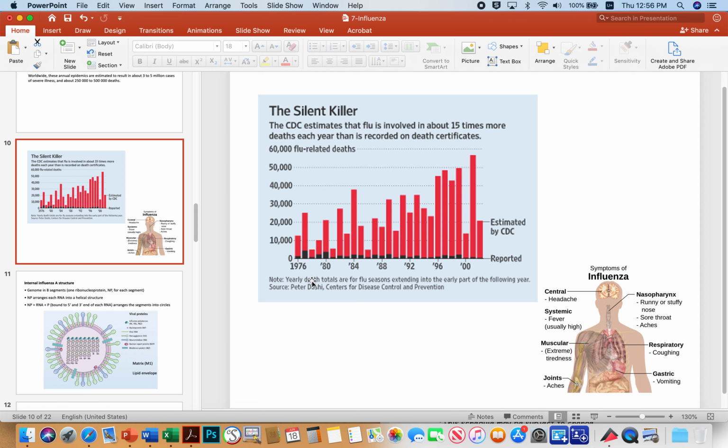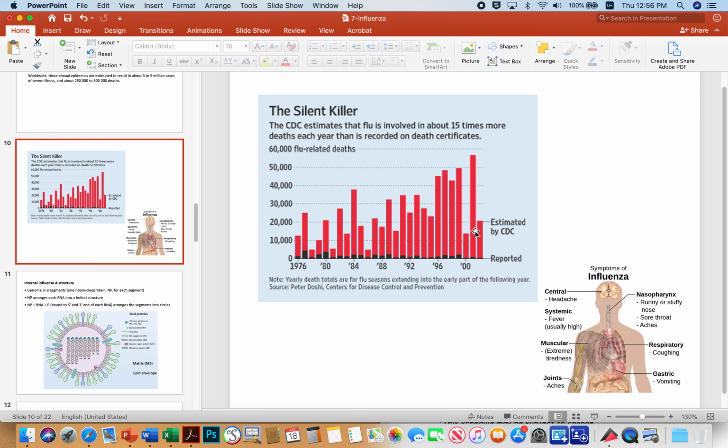Influenza is referred to as the silent killer, and the CDC estimates that the flu is involved in actually 15 times more deaths each year than is recorded on death certificates. And this is something that people were trying to say with COVID-19, that it's a silent killer and there's more people out there dying, but that's nothing unusual. There's nothing unusual between SARS-CoV-2 or COVID-19 and what we see each year with the flu.